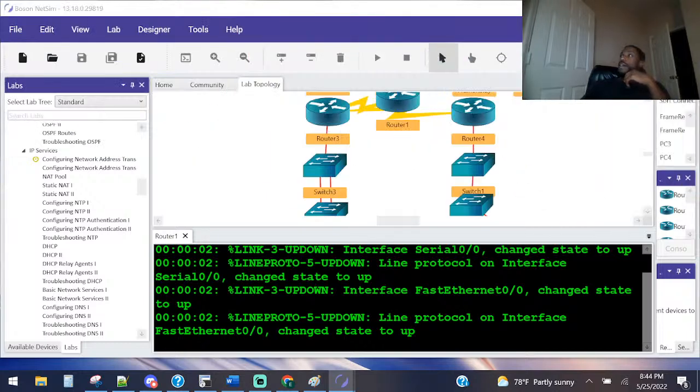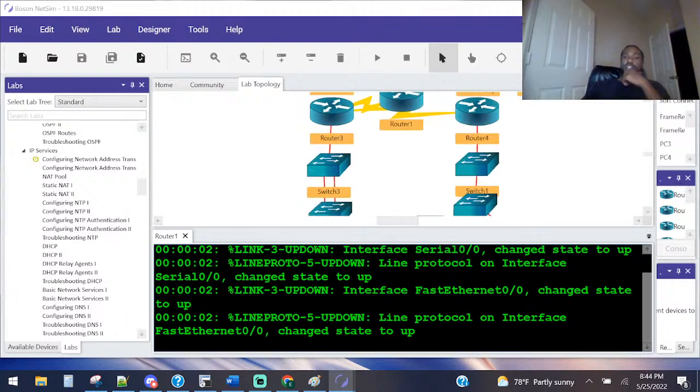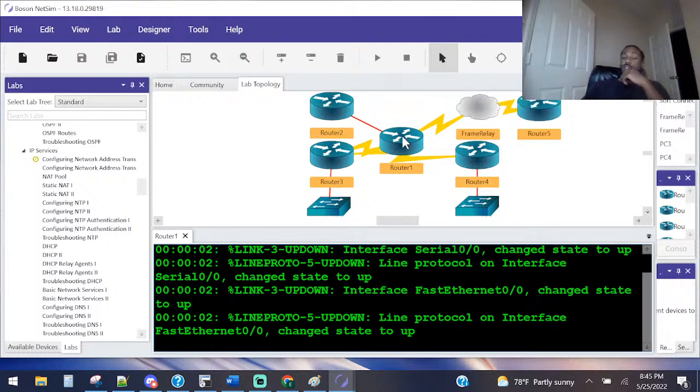Oh, by the way, the lab that we did on Packet Tracer, my boss said that I did not do it completely the way he wanted it. So I'm going to do it over again. Not all over again, but figure out how he wanted it done.